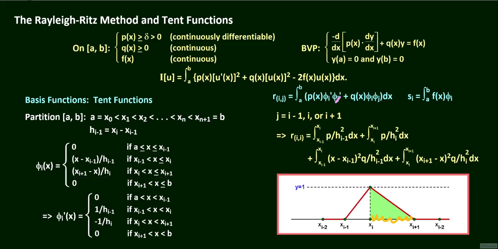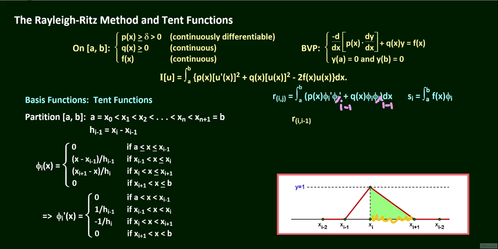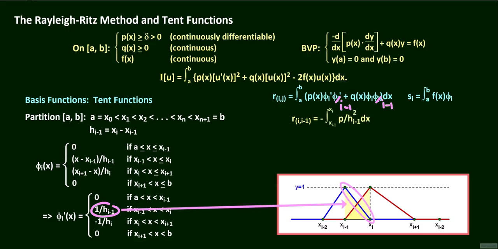Now we set j equal to i minus 1, and find the integrals for the entries R sub i, i minus 1. On the interval from x sub i minus 1 to x sub i, phi sub i prime is 1 over h sub i minus 1, while phi sub i minus 1 has negative the slope of phi sub i, so that this is what we get for the left part of the integral of p times phi sub i prime times phi sub i minus 1 prime.